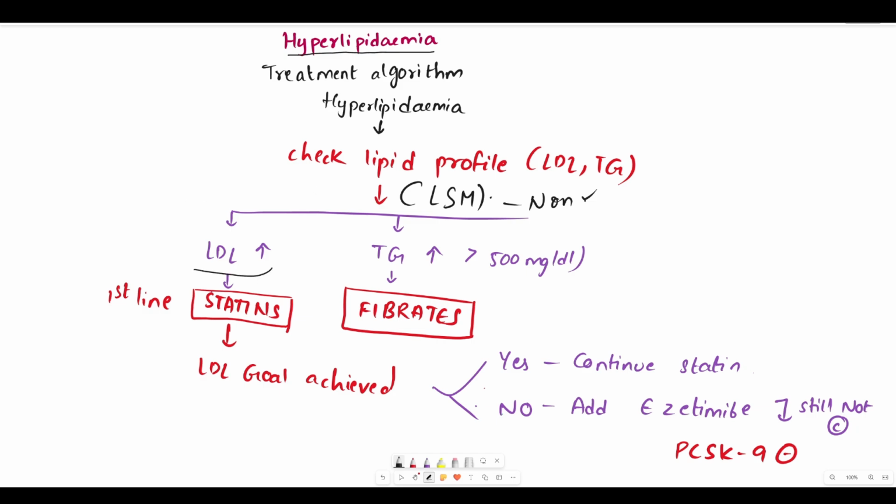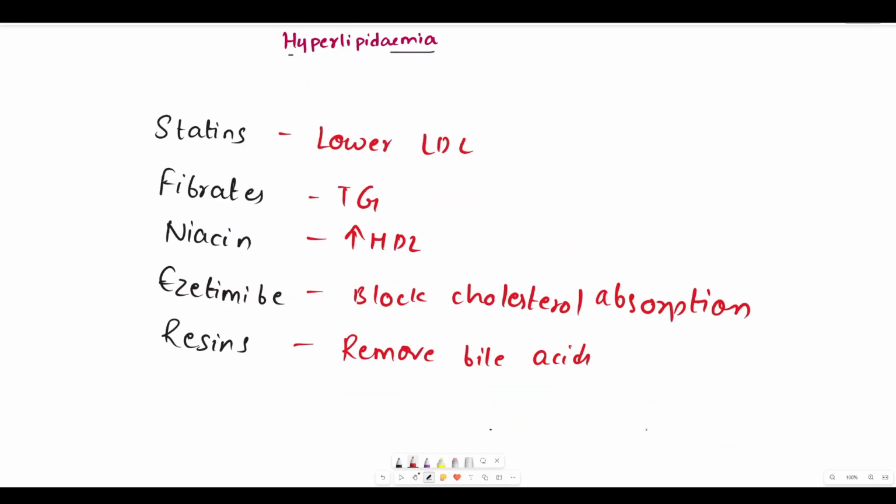Here you'll be checking the LDL levels. If LDL levels in the report are high, you will go with the first choice of drugs, that is statins. The second one is if triglyceride levels in the body are high, like if it is more than 500 mg per dl, at that condition fibrates can be used if the LDL goal is achieved. If the LDL levels are reduced, you can continue the statins. If the LDL levels are not reduced, you will add one more drug, that is ezetimibe. And even after giving this drug, if the symptoms are not yet reduced, you will go with the newer class of drugs, that is PCSK9 inhibitors. So that's the complete pharmacological treatment of hyperlipidemia.